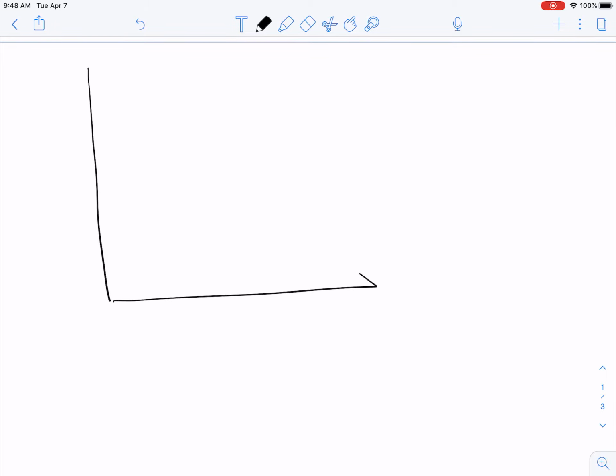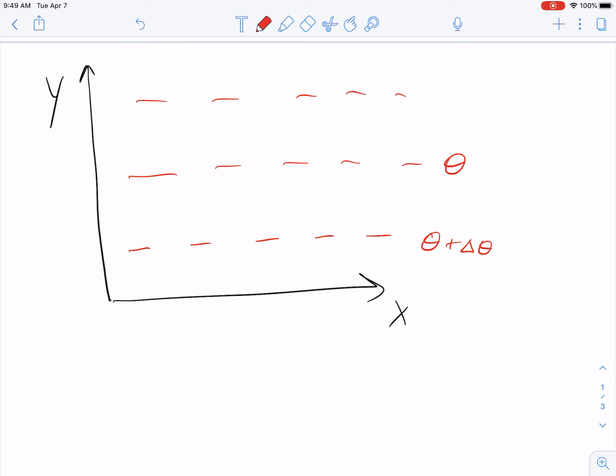And so we're just going to draw a simple xy plot here. And we are going to consider that in this xy plot, we only have temperature gradients in one direction. And so here this might be theta, below it theta plus delta theta, and above it theta minus delta theta. So kind of a typical Northern Hemispheric setup. And the only place we have a gradient is in the y direction, right? We have our temperature changing as we go to the north or to the south.